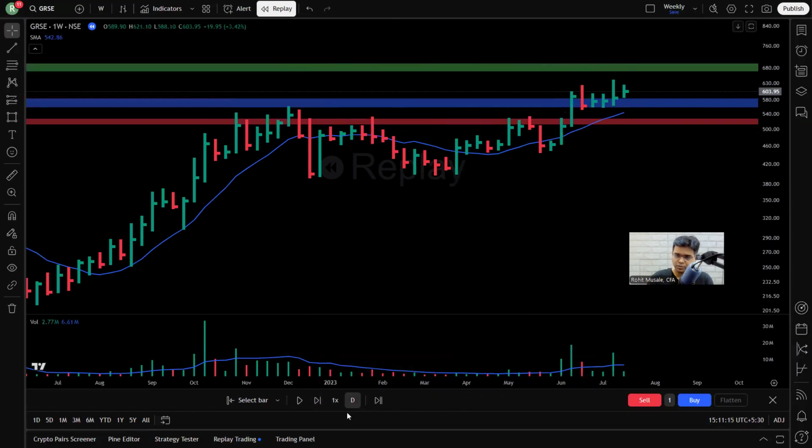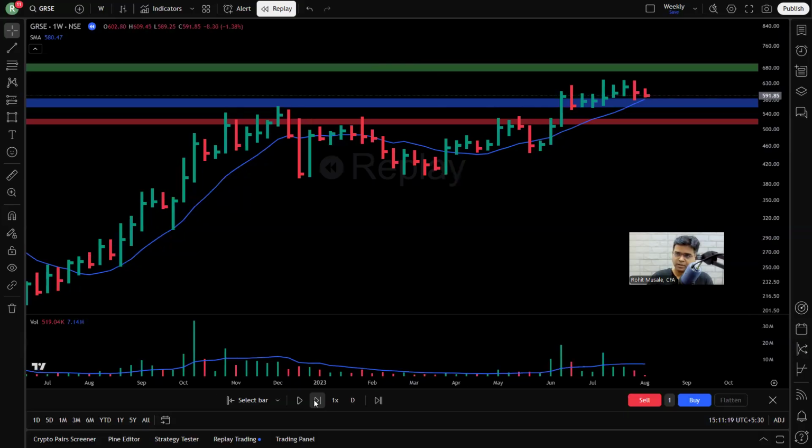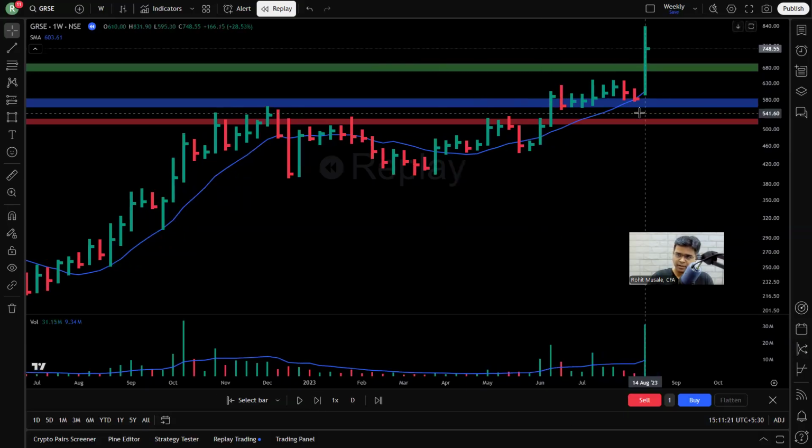Then it continued to remain up and bounced back, continues to trade above the pivot. In this case, let us see what is happening. What is the closing price? 582.40. What is the SMA?